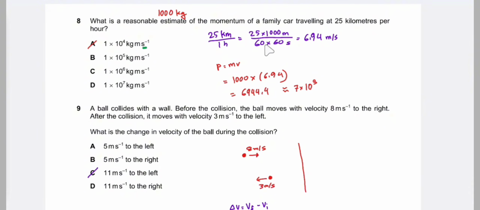That is, 1 hour is equal to 60 minutes into 60 seconds. So this is our value in meter per second. That is the speed. Now, what is the momentum? We know that momentum is equal to mass into velocity. So we know the value of velocity. But what is the mass?